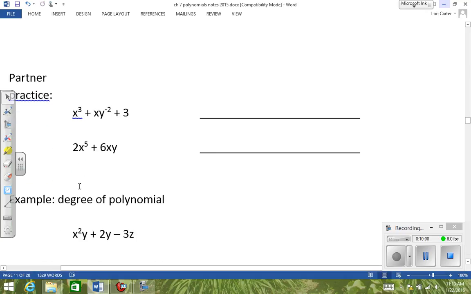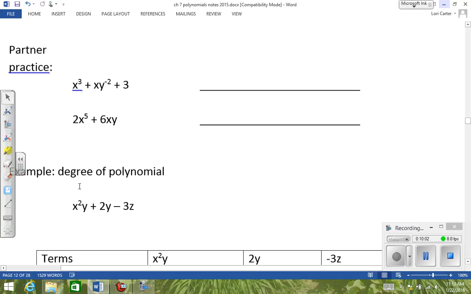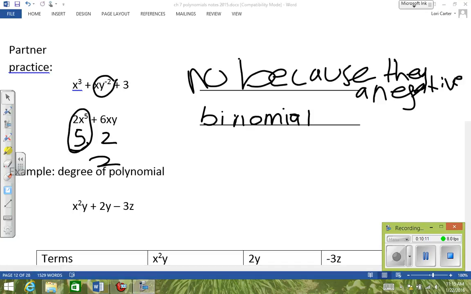You have two of them. Is it a polynomial, yes or no? If it's no, tell me why. If it's yes, I want the degrees, the type, and the leading coefficient. Go. What Christian wrote up here, just so you're aware, this one is no because of the negative 2. This one is yes, it's a binomial.